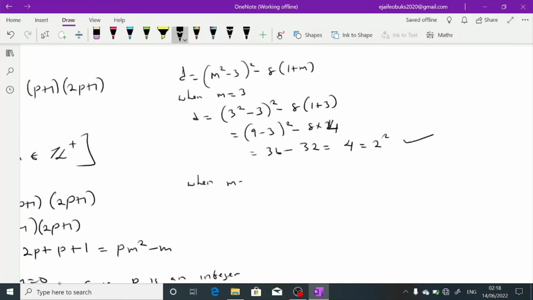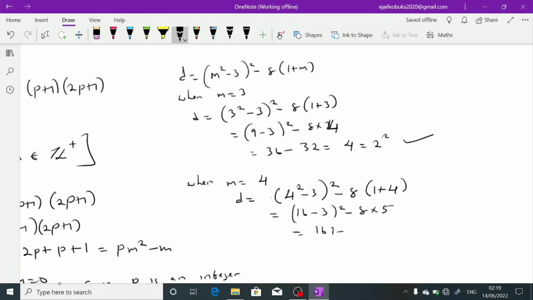When m is 4, okay, this is 4 squared minus 3 all squared into 1 plus 4, 10 minus 3, 8 times 5, 169 minus 40, 129. Not a perfect square.